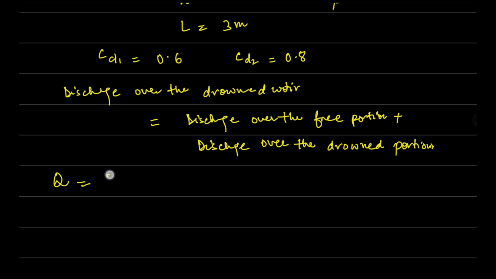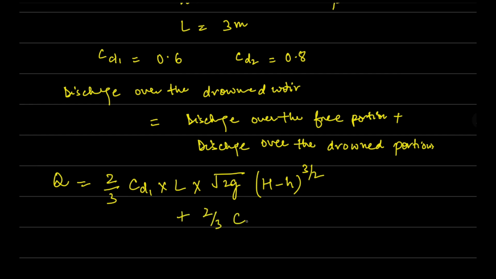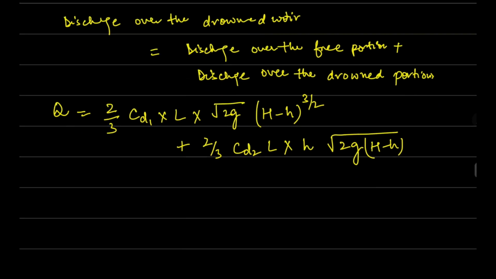So Q can be written as 2 by 3, and the first portion is CD1 multiplied by L multiplied by under root 2g, and H minus h raised to the power 3 by 2, plus CD2 and then L multiplied by h multiplied by under root 2g, H minus h.